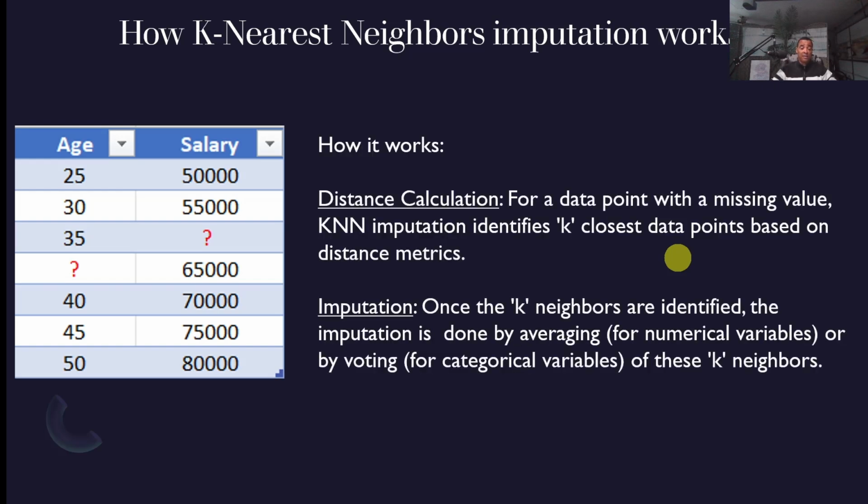It works by calculating the distance for a data point with a missing value. Then the KNN imputation identifies the K closest data points based on a distance metric. Then it does the imputation. Once you have defined the K nearest neighbors, and this is you as the preprocessor who needs to define how many neighbors you want to consider, the imputation is done by averaging for numerical variables or by voting for categorical variables on these K neighbors.